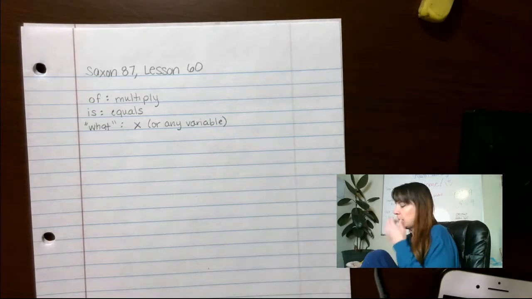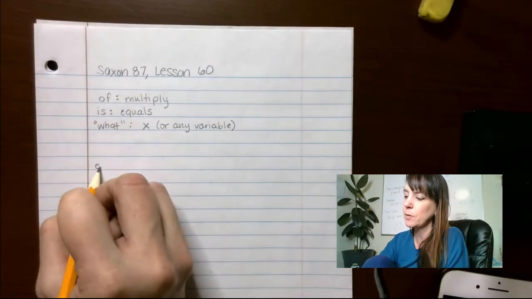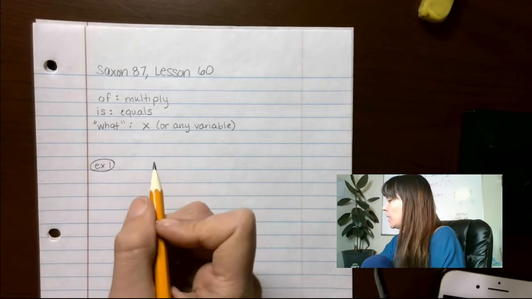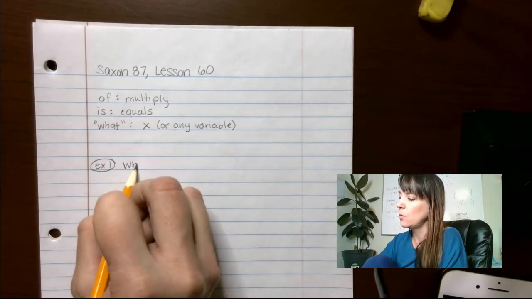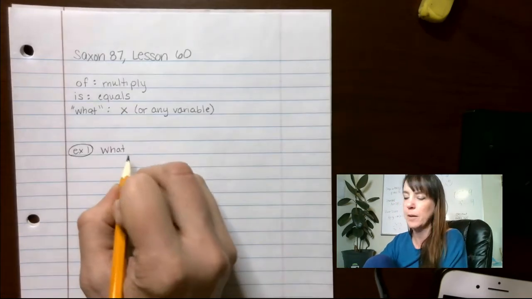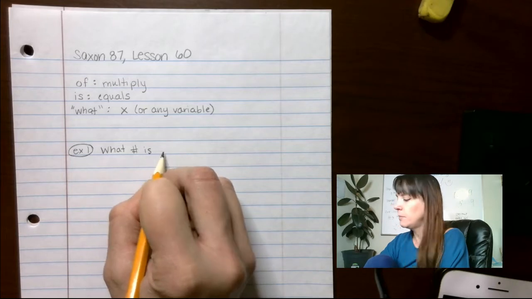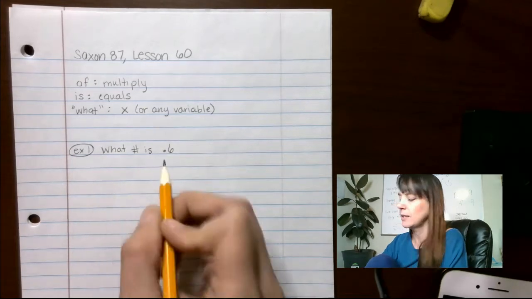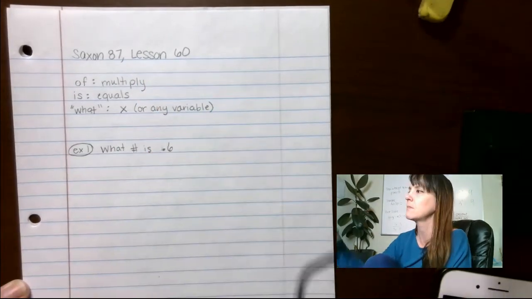Okay, so let's take a look at these examples here. If you're following along at home, it's page 358. Example number 1. We have what number is 6/10, and it's written in the book with a 0, but I'm lazy, I don't write the 0 in the front. That's totally fine, you don't have to.